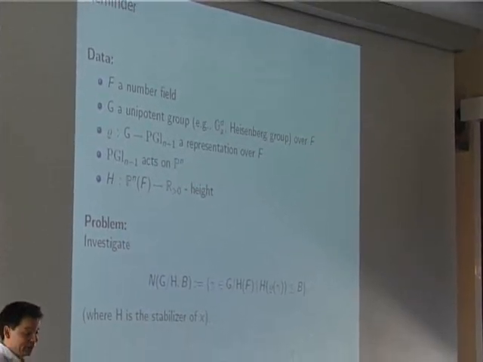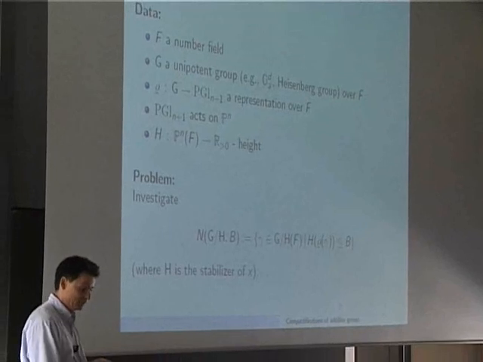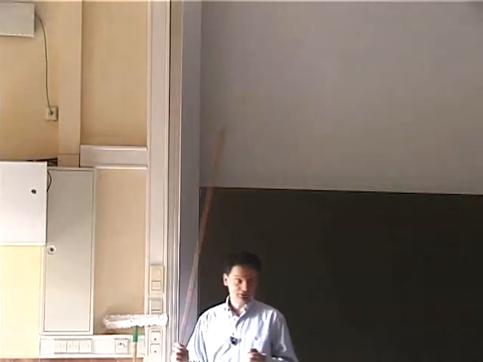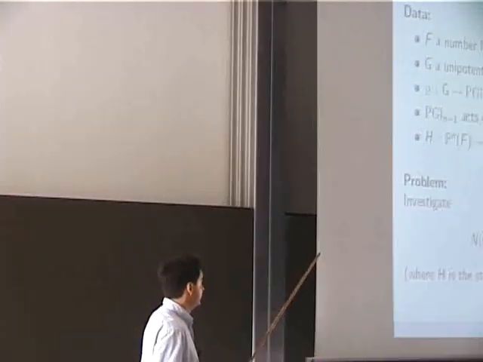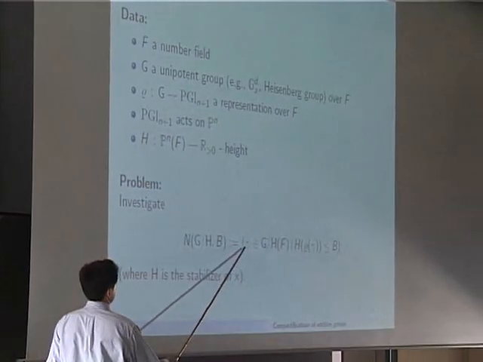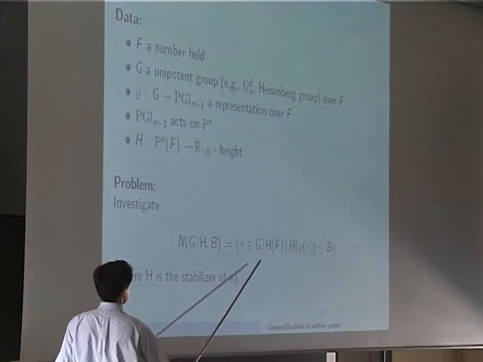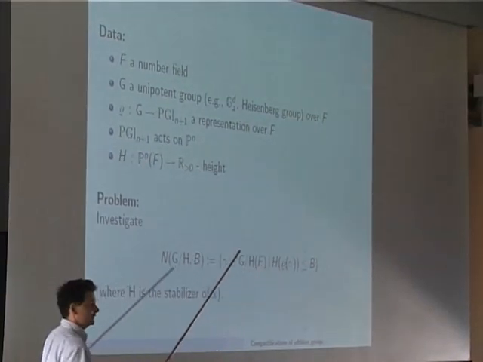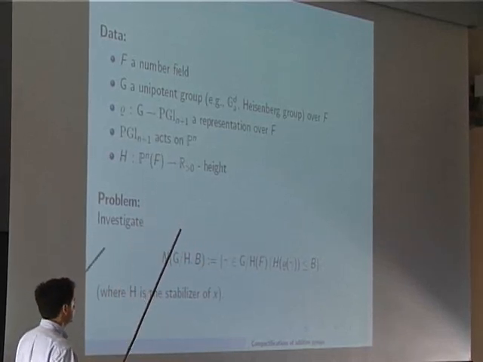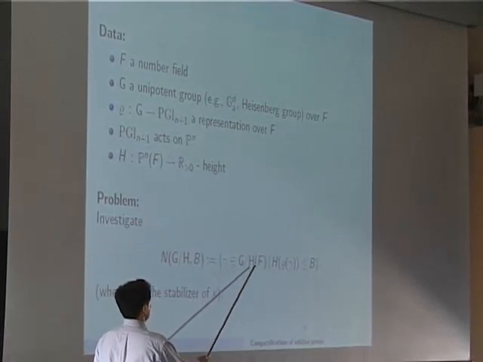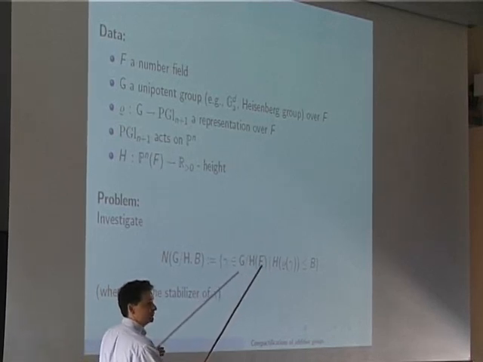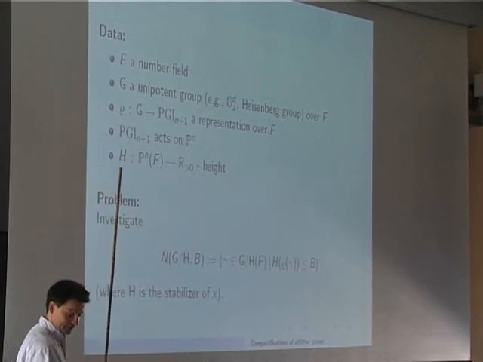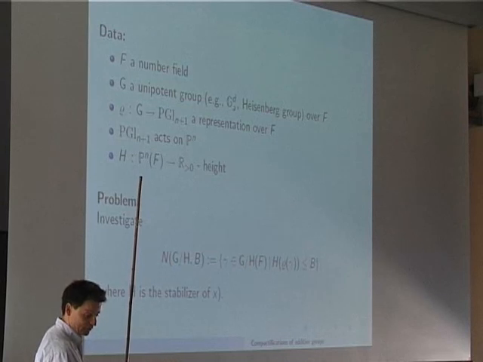PGL_{n+1} acts on P^n, and then we have a standard height on P^n, and we take a point in P^n and look at the orbit through this point and count points on G mod H, where H is the stabilizer of our point, of height less than or equal to B. Now already I'm skipping over this little issue whether (G mod H)(F) is the same as G(F) mod H(F). Well, this is not the case in general, but let's not worry about it for now. In the examples we look at, it's not an issue.